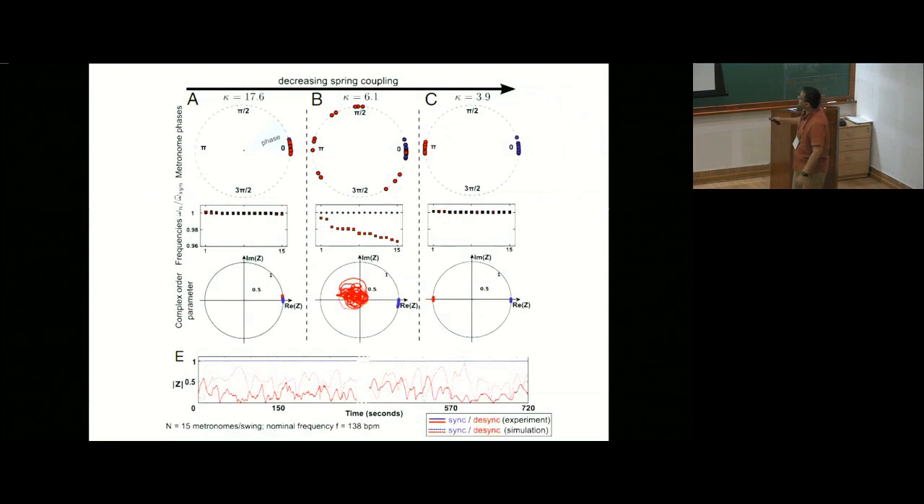Just to sort of summarize what you just saw in the movies, as we decrease this spring stiffness or spring coupling, we go from this in-phase state of the two oscillators to the anti-phase state of the two oscillators through this chimera state. And if one keeps track of the frequency of these oscillators, one sees that the frequencies of the oscillators, now remember that these are large amplitude oscillators, differ significantly from what we initially set nominally on the pendulum itself.